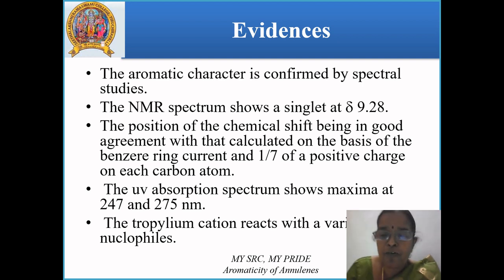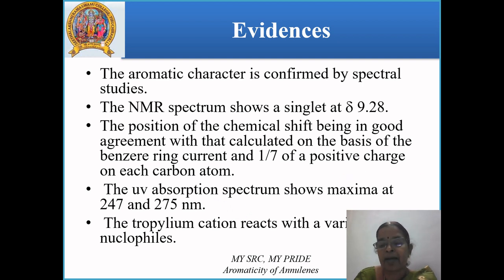The aromaticity of tropylium cation is supported by many pieces of evidence. One is the singlet observed at delta 9.28 in the NMR spectrum. A downfield shift is observed because delocalization of pi electrons induces a ring current that causes deshielding of the protons. The singlet is observed downfield, so all the protons are present in the same environment. The UV absorption spectrum also shows maxima at 247 and 275 nanometers, corresponding to an aromatic compound.